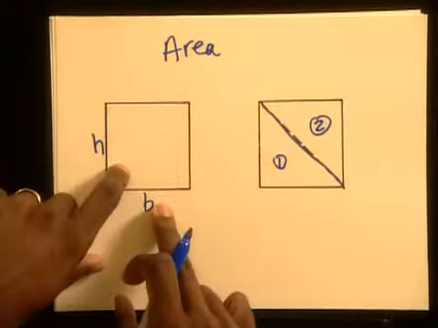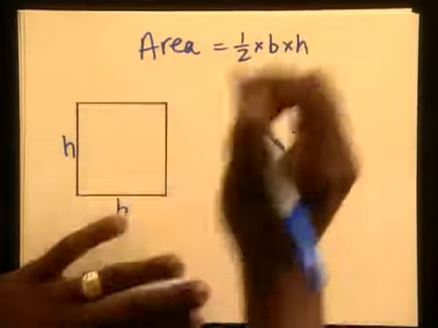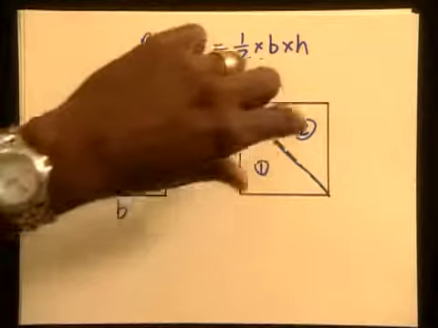So if the area of a square is base times height, and a triangle is half of that, then the area of a triangle is just 1/2 times the base times the height. Because half a triangle plus a half would give us the whole square. So now we have the formula for the area of a triangle.